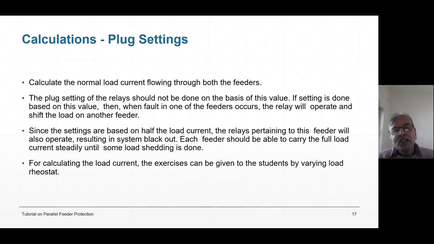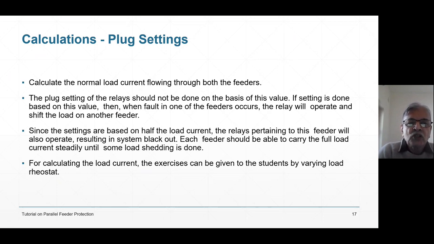Now the main thing is you will have to calculate, and calculate correctly, so that your system operates correctly. What is the requirement? All the 4 relays should operate as fast as possible, but selectively. Selectively means the correct relay should operate and the wrong relay should not operate. For that, setting calculation is a very critical exercise.